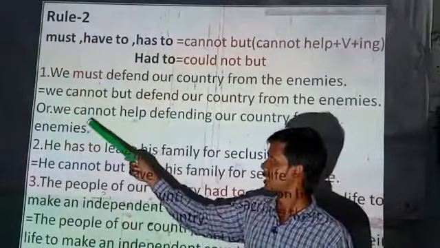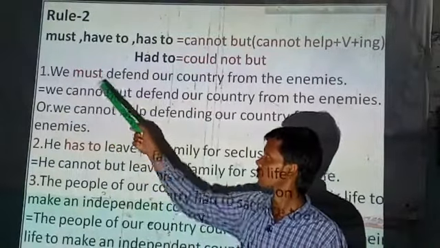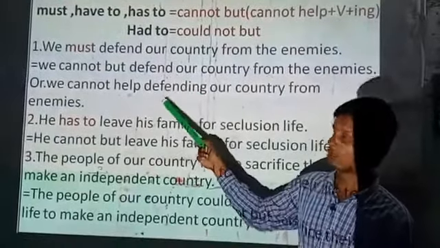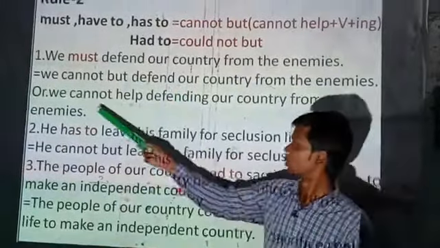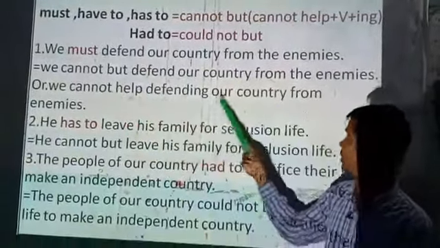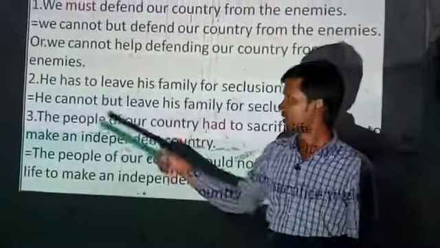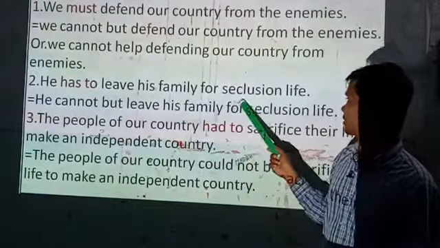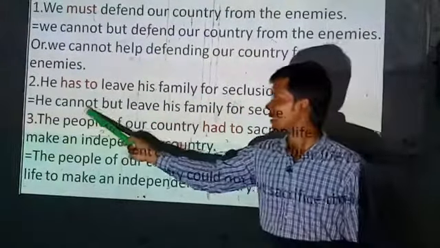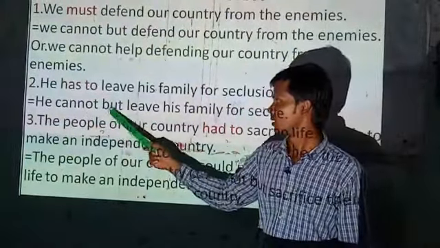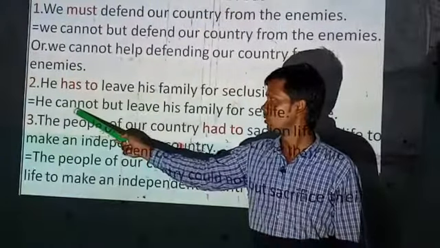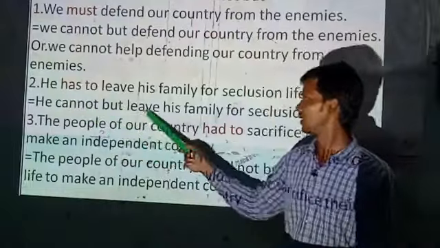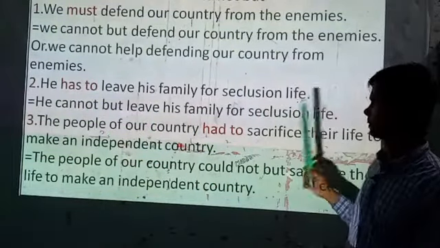If we write cannot help in place of must, have to or has to, we will have to add ing at the end of the main verb. So we cannot help defending our country from the enemies. Here is another example. He has to leave his family for seclusion life. In place of has to we must write cannot but. He cannot but leave his family for seclusion life.